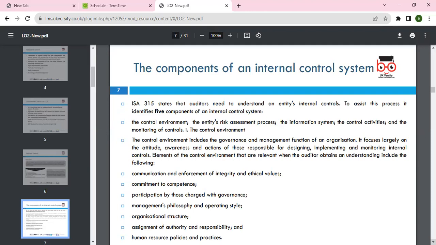ISA, the International Standard on Auditing 315, states that the auditor needs to understand the entity's internal control. We do weekly reports, we do monthly reports. Who is responsible, and if we give credit to somebody, what is the process? We have SOPs. So it is always good to draw up a written SOP, standard operating procedure, and the workers should be aware of it and trained for it. Five components of internal control: the control environment, the entity risk management system, the information system process, control objectives, and monitoring controls. The control environment includes the governance and management function in our organization, and responsibility accounting is very important.